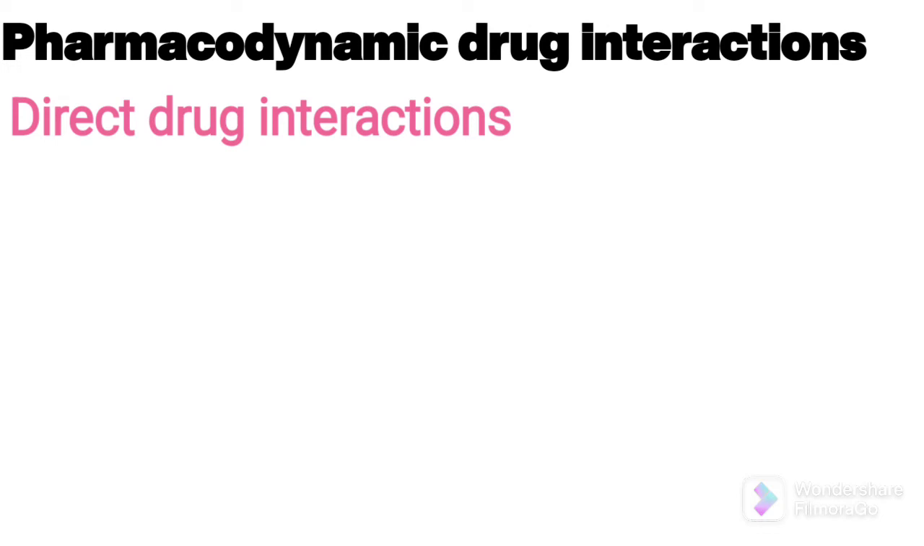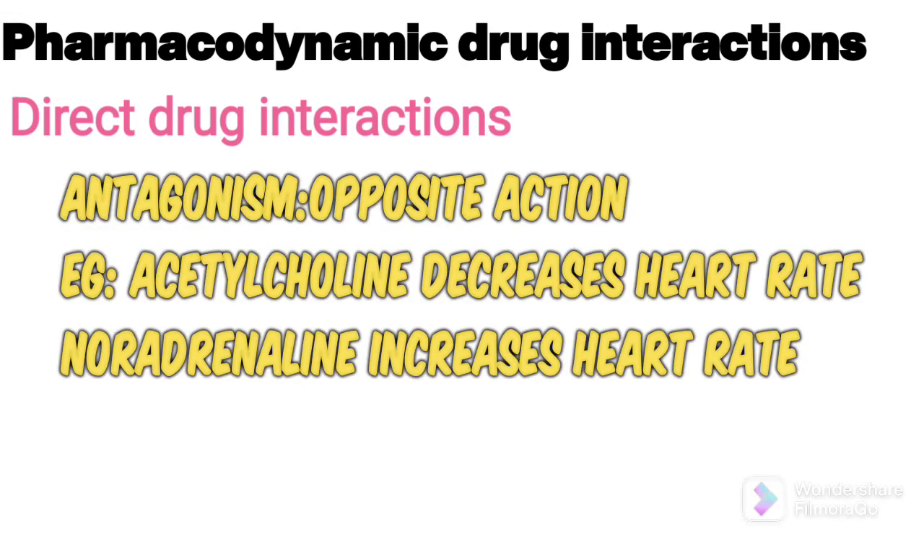Here, first let's study what antagonism is. It is the interaction of drugs that have opposing actions. Now I will give you an example. See, acetylcholine decreases and noradrenaline increases heart rate, so they have opposing effects on heart rate. Acetylcholine will decrease the heart rate. In the same way, noradrenaline will increase the heart rate. See what happens if you give noradrenaline: obviously it will increase the heart rate.